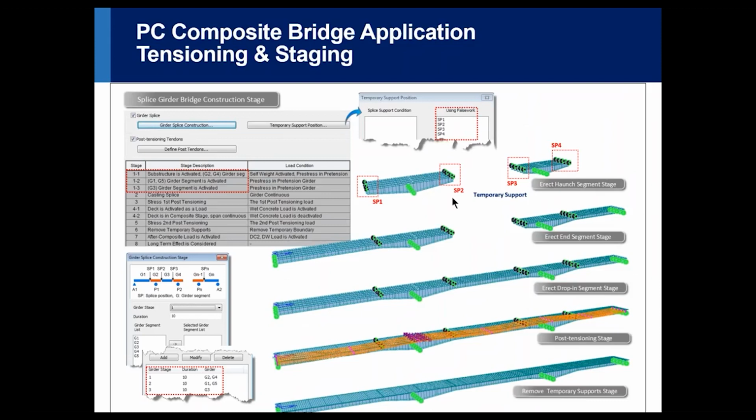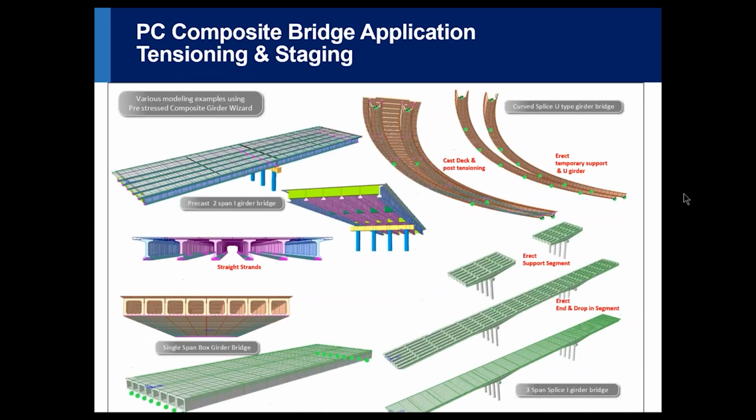Example sequences, which I'll be showing again in the program. So temporary support will be applied first, and then the end segment, and then the middle segment. And the post tensioning can come first before the deck is poured. After the deck is poured, you can also second post tension them too. And these are just various types of models that I created using the wizard. As you can see, the conventional I type or the box type, and this is just the precast girder and the splice girder.